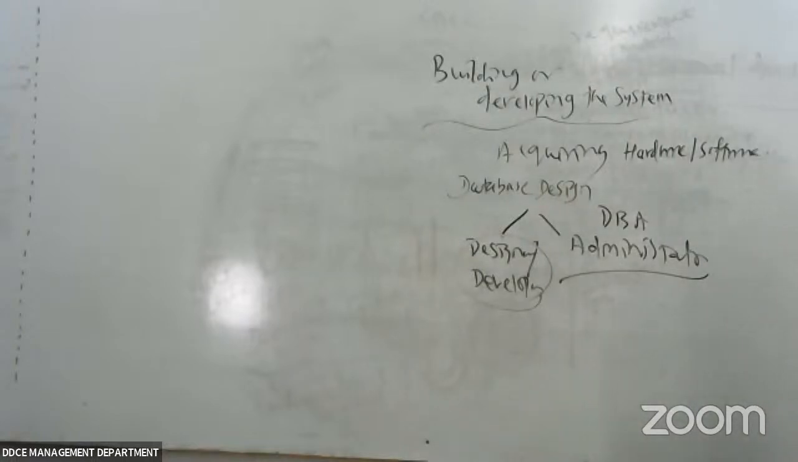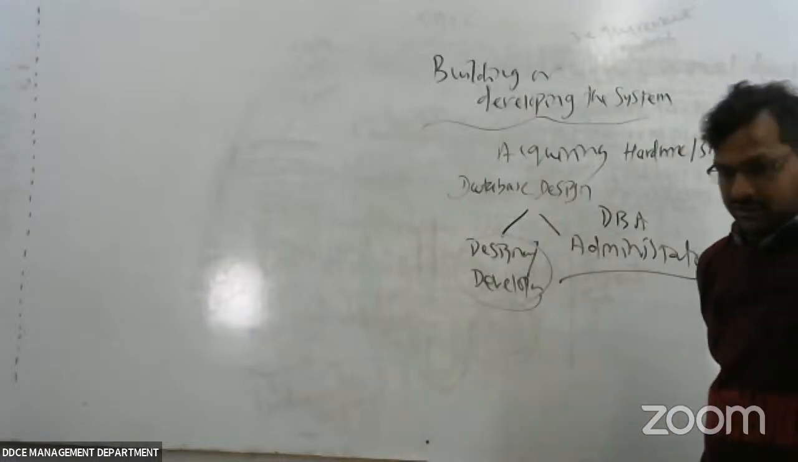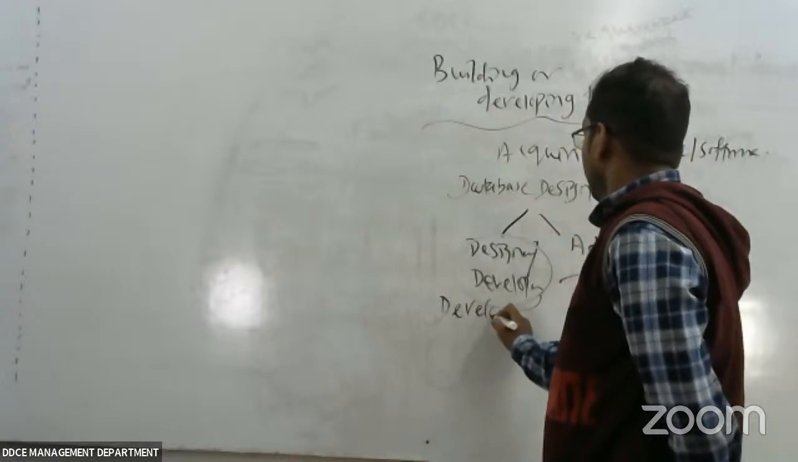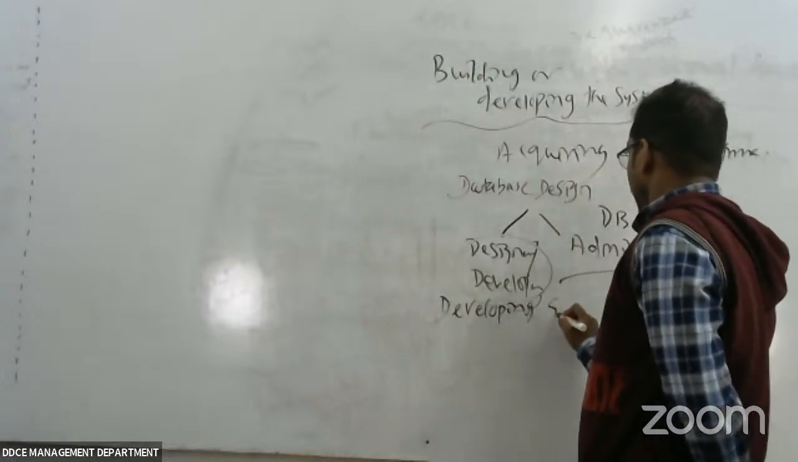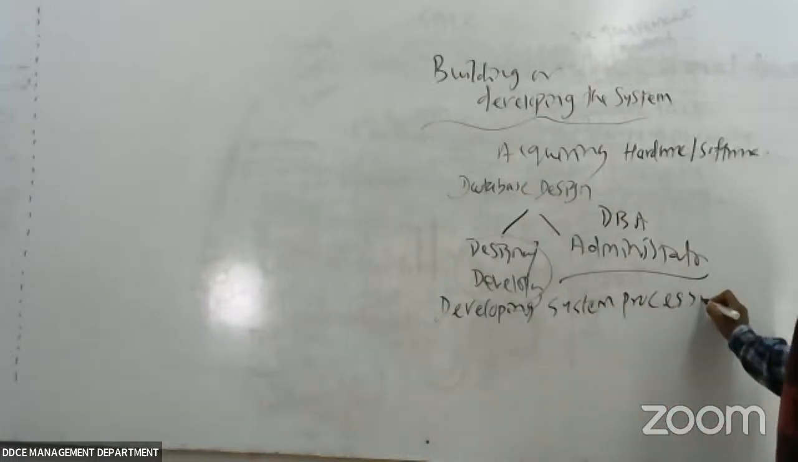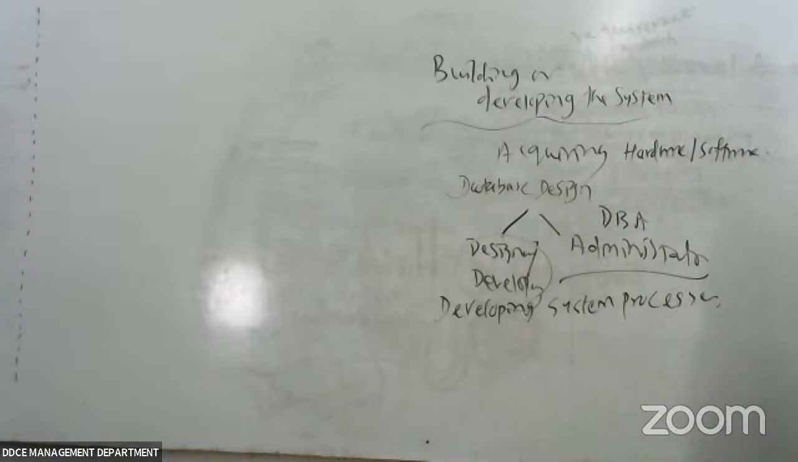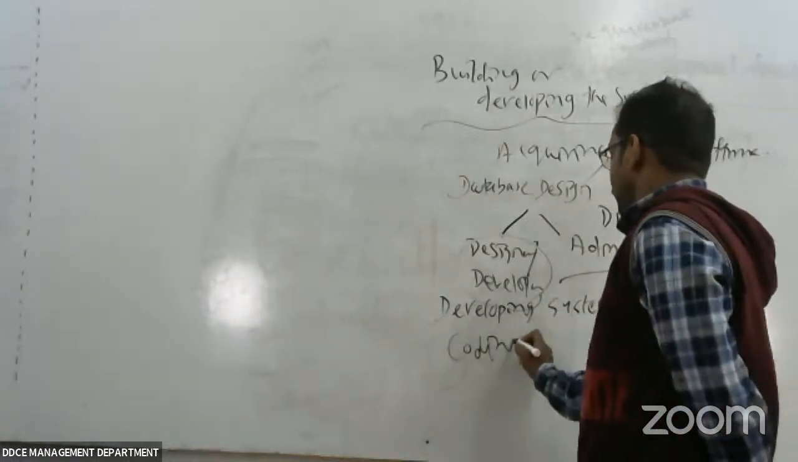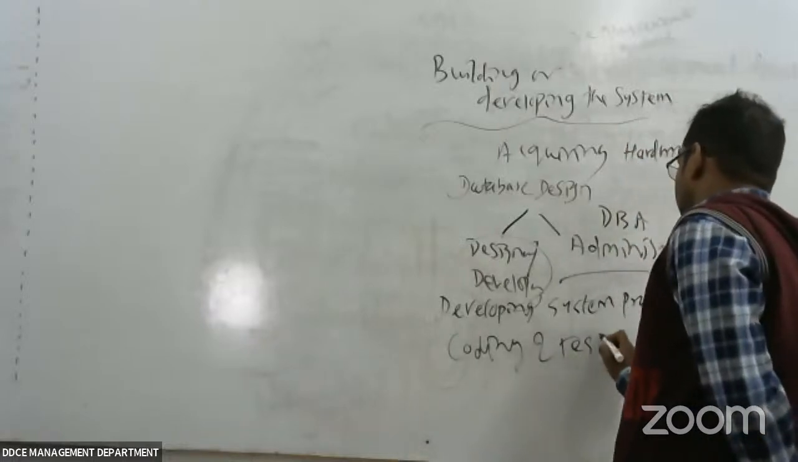Next, developing system processes. So different processes we have to develop. So what are the processes associated with the entire system? So that is the case. Next is the coding, and finally testing.